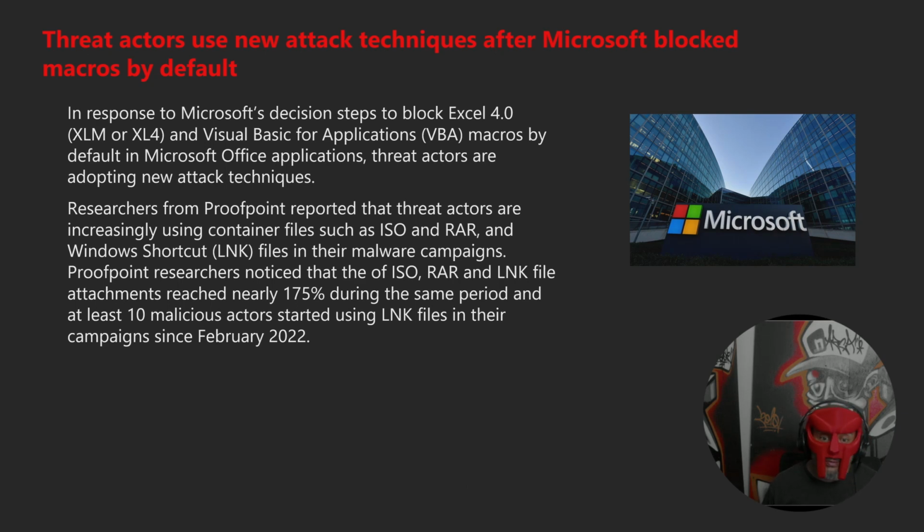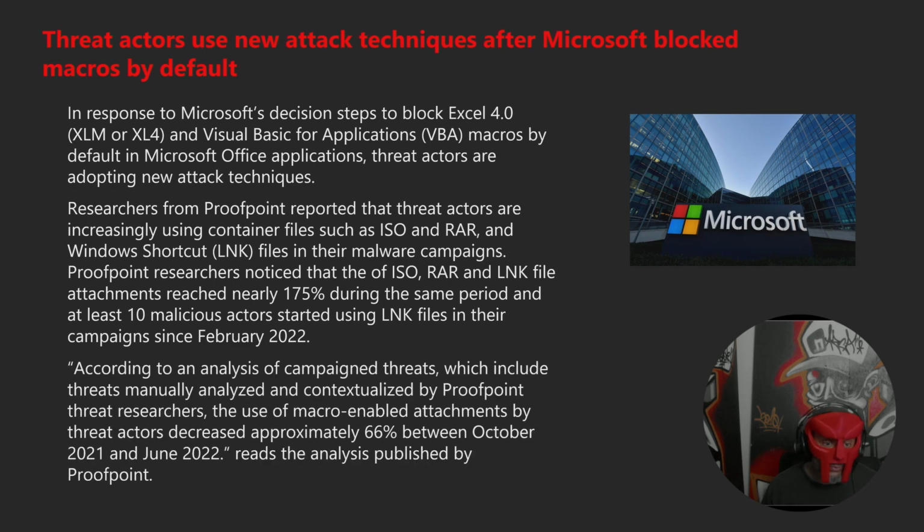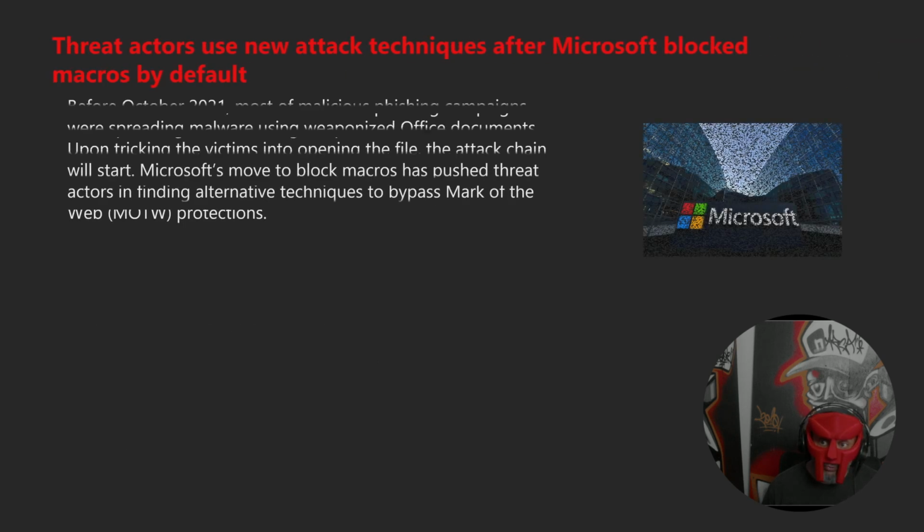Proofpoint researchers noticed that the use of ISO, RAR, and link file attachments reached nearly 175% during the same period, and at least 10 malicious actors started using link files in their campaigns since February 2022. According to the analysis of campaign threats, which include threats manually analyzed and contextualized by Proofpoint, the use of macro-enabled attachments by threat actors decreased approximately 66% between October 2021 and June 2022, reads the analysis published by Proofpoint.